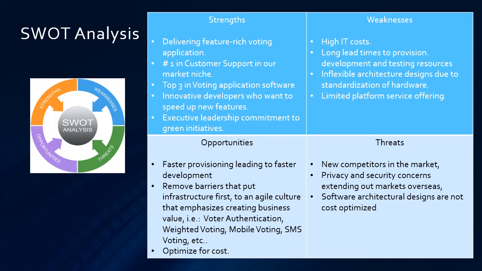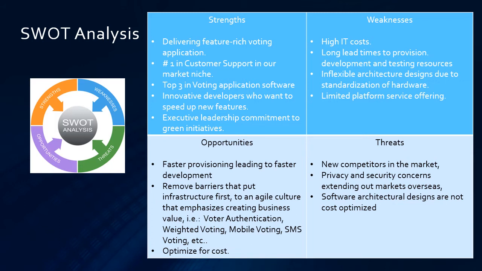to support green initiatives. Our weaknesses, we have high IT costs, and they're rising disproportionately with our rate of needs. We have long lead times to provision infrastructure. We have inflexible architectures that are a result of standardization. For example, we only have 1 flavor of server, and it isn't optimized on a per workload basis, such as CPU optimized or memory optimized or storage optimized. We have 200 servers that are all the same standard size because of limited platform offerings. That means everyone gets the same sized portion without considering how hungry they are, and it leads to waste.